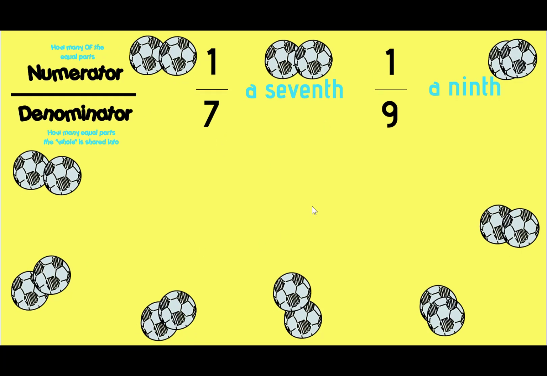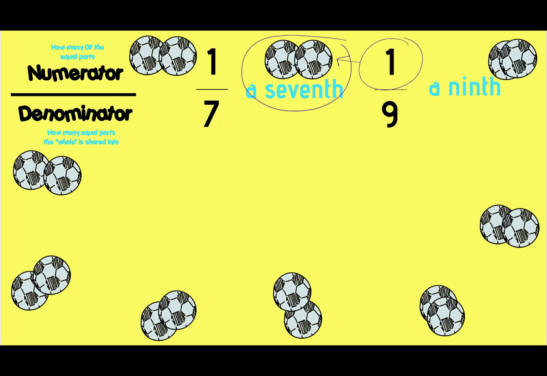There's 9 equal groups, and I only want to look at one of my equal groups because we're looking at unit fractions today. I only want one, so I could look at this one group here, circle them, identify them. I've got 2. 1/9 of those footballs was 2 footballs, and in fact there were 18 footballs altogether. 1/9 of 18 is 2.